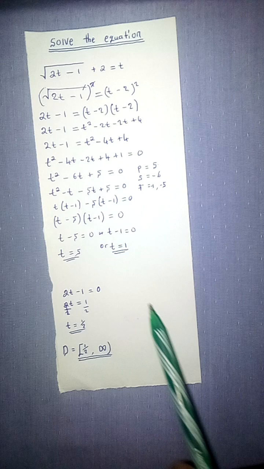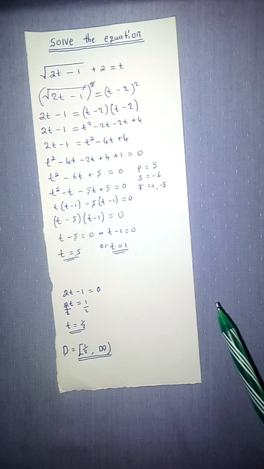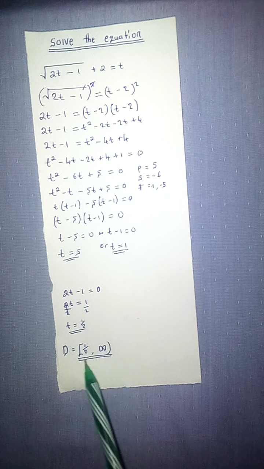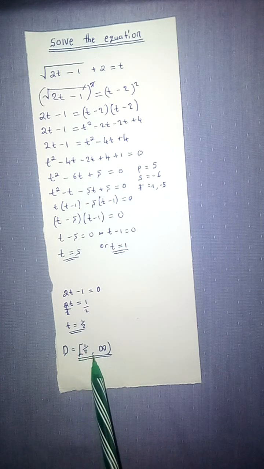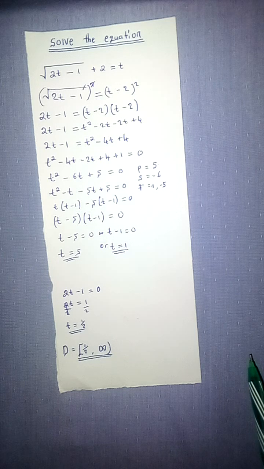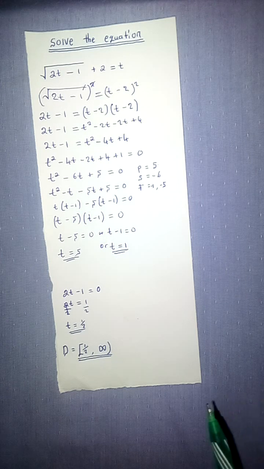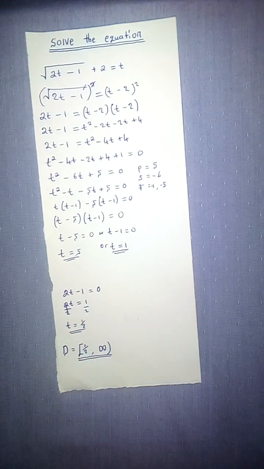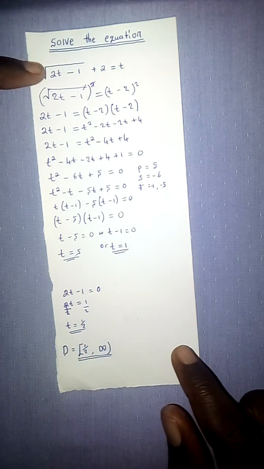So we'll now go back to our answers and ask ourselves, are both our answers within our domain, between half and positive infinity? Well, the answer is yes. If the answer is yes, therefore both our answers are valid. Okay, both our answers are valid.